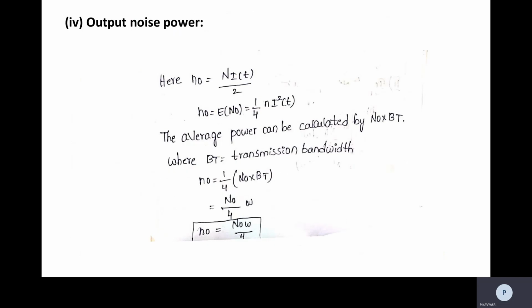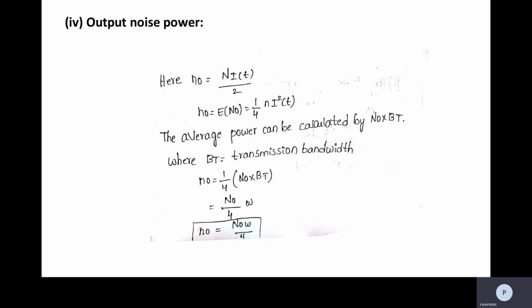Next, the output noise power. Here, N naught is equal to ni of t by 2. Why am I writing it like this? Look at the third step: after passing through the low pass filter, we have Ac into m of t by 4 plus ni of t by 2. From that equation, we have to calculate the output signal power and output noise power. I'm taking the second term for the output noise power, so it can be written as N naught is equal to ni of t by 2.